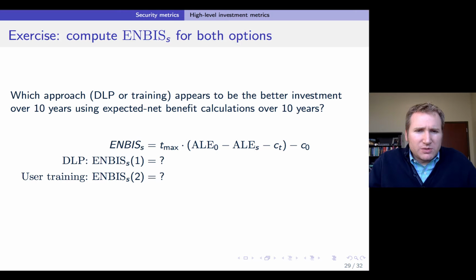So what you should do is do this calculation for both options, DLP and user training, and pause the video. Try to go back and look at your slides and write this out. And once you've done so and made the calculation, come back and press play again.